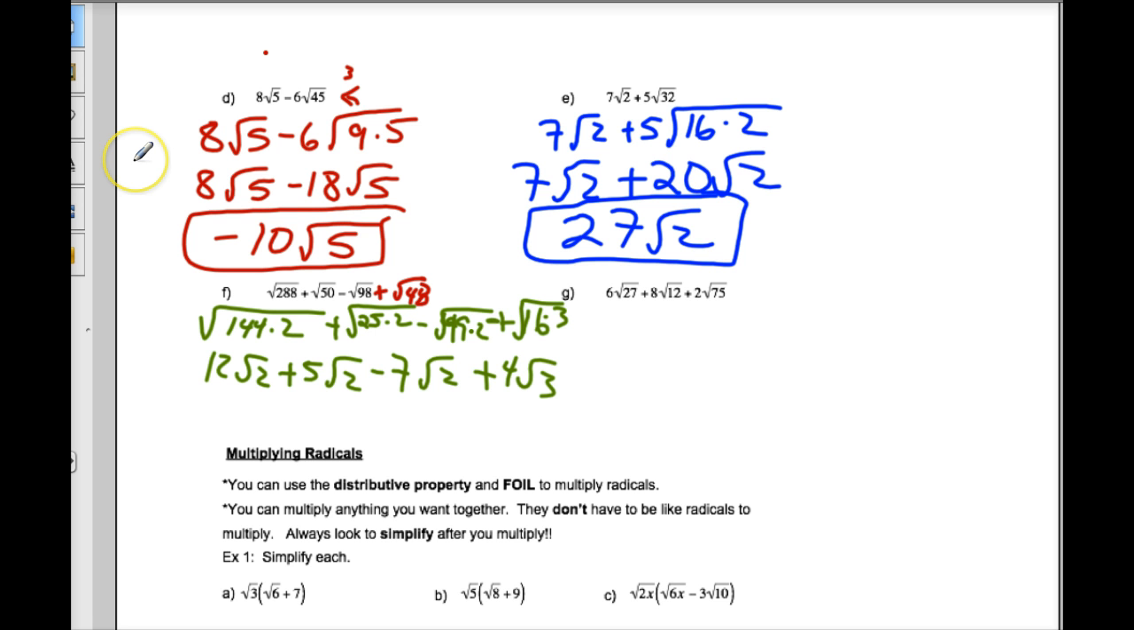Okay, 3 of them are alike. What's 12 radical 2 plus 5 radical 2? 17 minus 7 is 10. Is it 10 radical 2? Did I do that one right? Plus 4 radical 3. And you cannot do anything with that. You're good to go. Okay. Try the next one. Break them up.